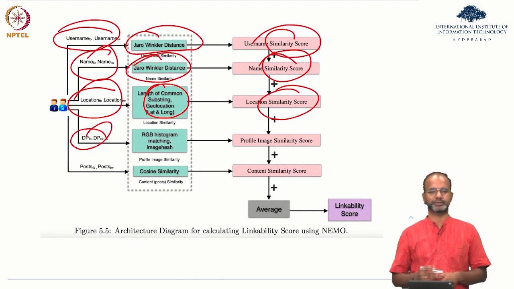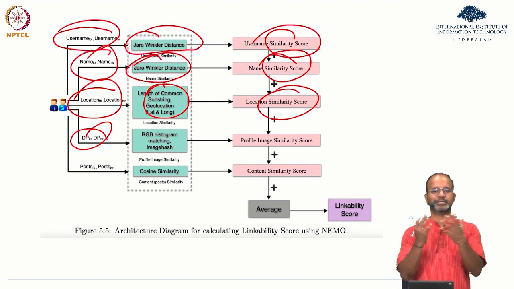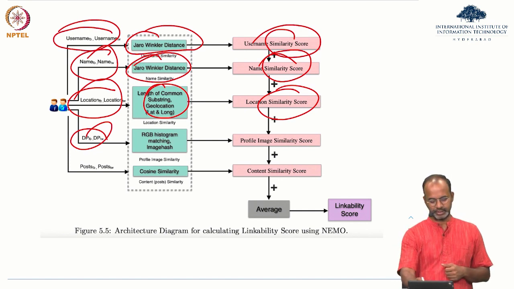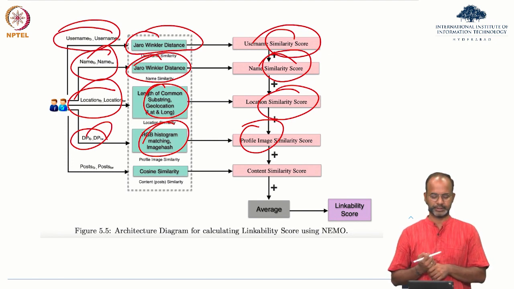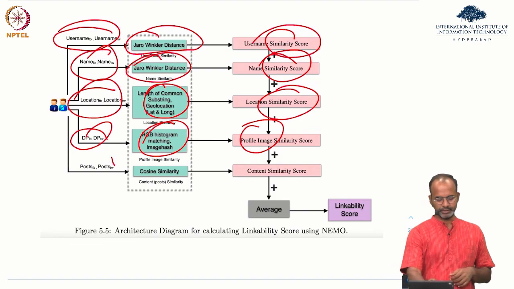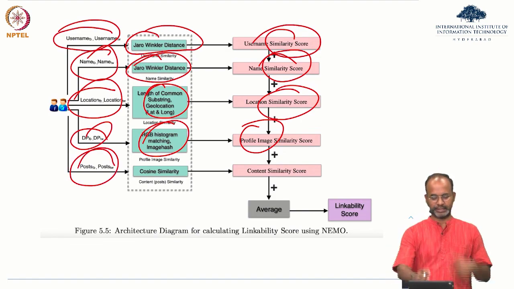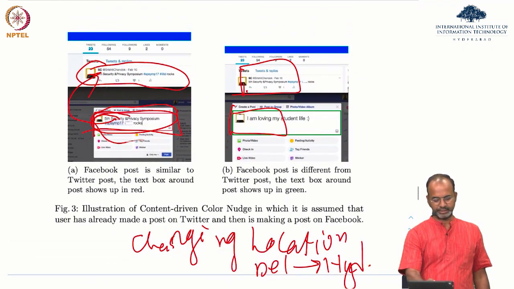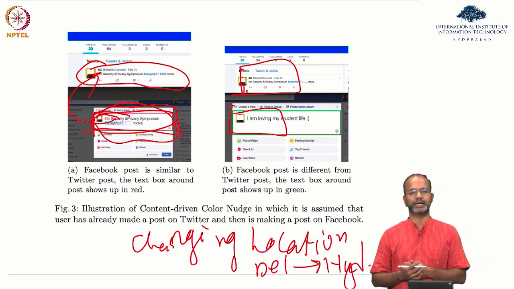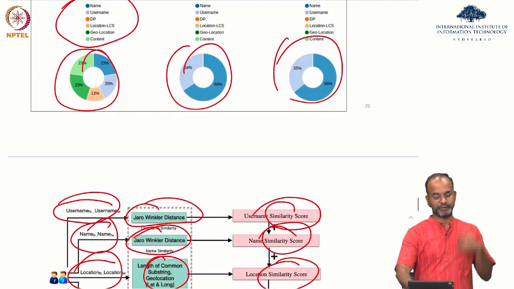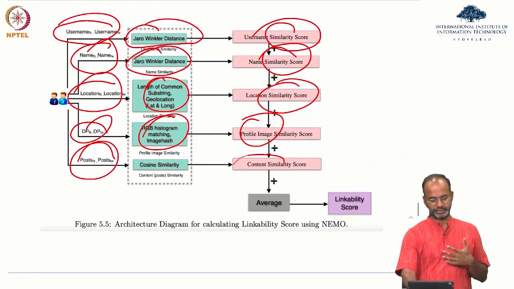This is two profile pictures, using computer vision techniques. Can you find out how similar or how different these pictures are? Provide a score for that, the profile image score, and use that score for finding the linkability score. This is posts, exact posts, the same example that I showed you here. It takes the entire post and finds the cosine distance between the posts that you've made on multiple platforms, and uses that to argue whether they are the same or different. Find a score which adds to the linkability score.